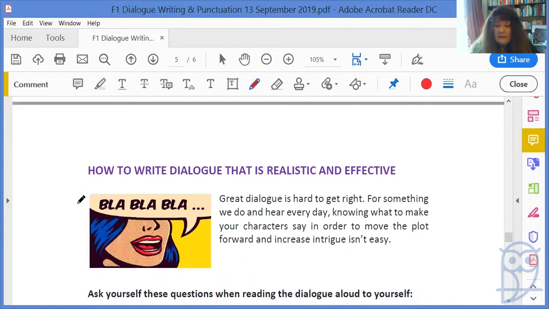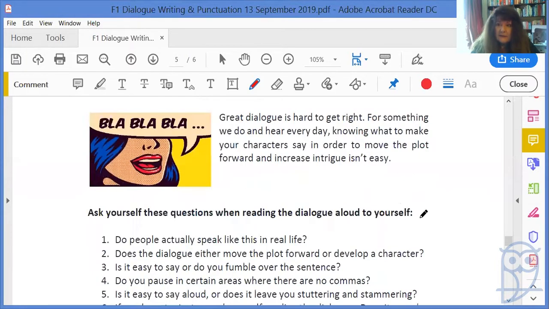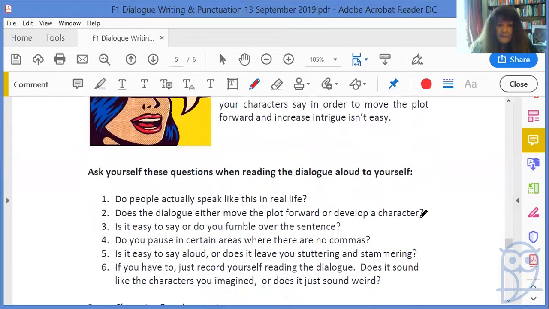Okay. Let's look a little bit at how to write dialogue that is realistic and effective. How can you make it realistic? Great dialogue's hard to get right. Something we do in here every day, knowing what to make your characters say in order to move the plot forward and increase intrigue isn't easy. Remember, sometimes you've got to involve tension or intrigue, mystery in your writing. And you can do that by just having someone talk. What you need to do is ask yourself the below questions, and you read the dialogue aloud to yourself.